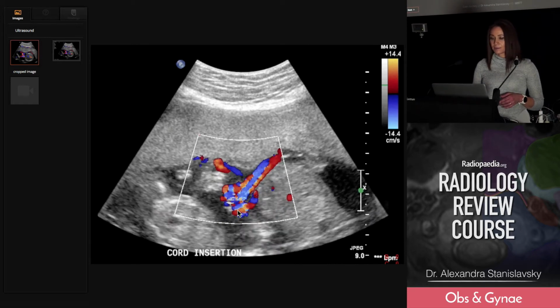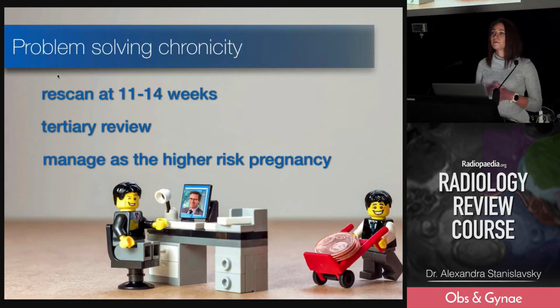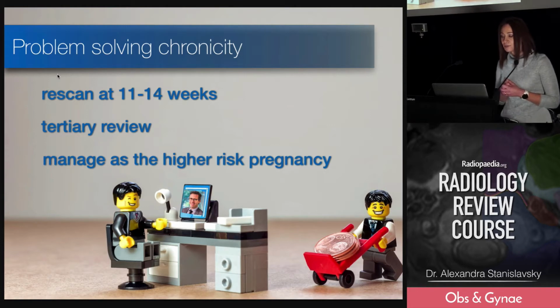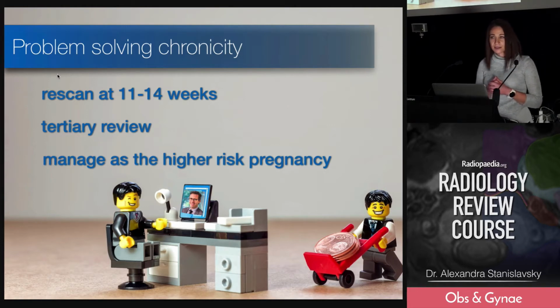So, problem solving. If you're running into problems and you're not sure, you have to, 1, be clear about the fact that you're not sure. You have the option of rescanning at 11 to 14 weeks, unless you've gone too far, or scanning later. You may ask for an opinion from your esteemed colleagues and get a tertiary review. Don't ask Frank about it per se. And if all else fails, you manage this as the higher risk of the pregnancies.